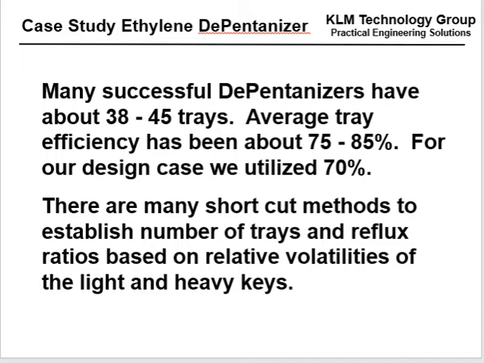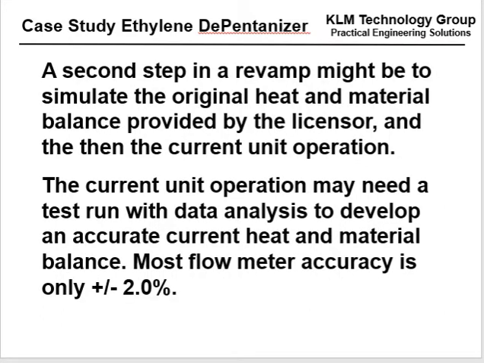There are many shortcut methods to establish the number of trays and reflux ratios based on the relative volatilities of the light and heavy keys. A second step might be to simulate the original heat and material balance provided by the licensor, and then simulate the current unit operations. The current unit operations may need a test run with data analysis to develop an accurate current heat and material balance. Most flow meter accuracy is only about 2%.